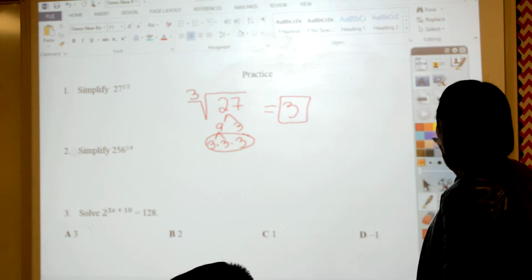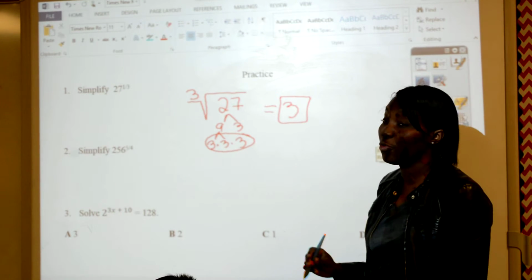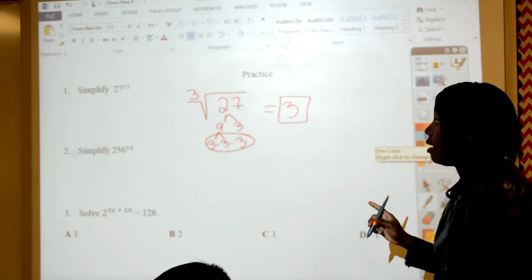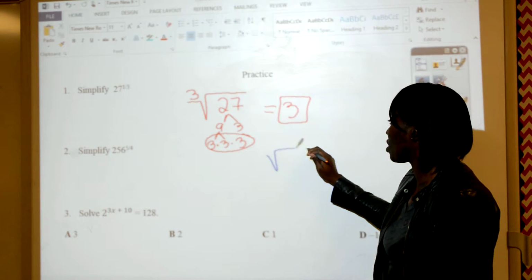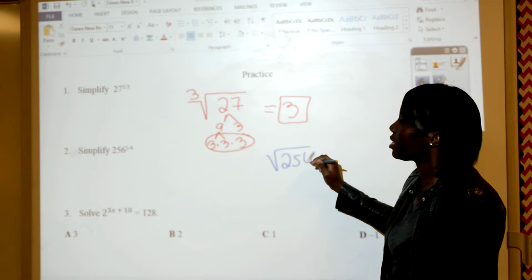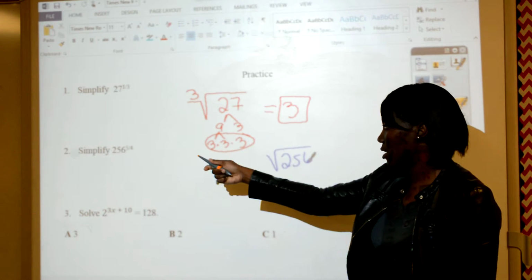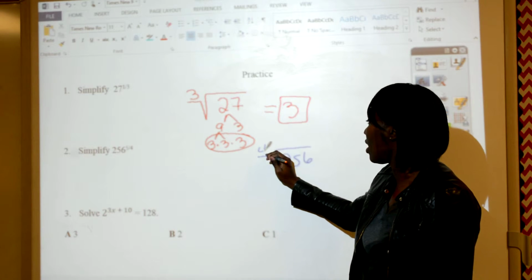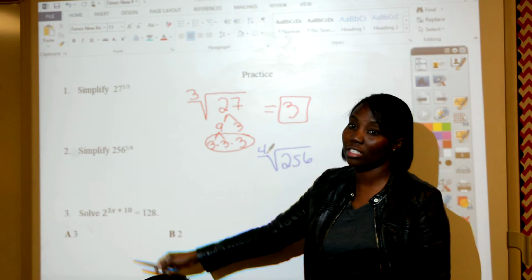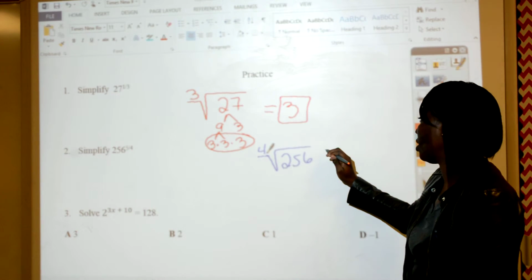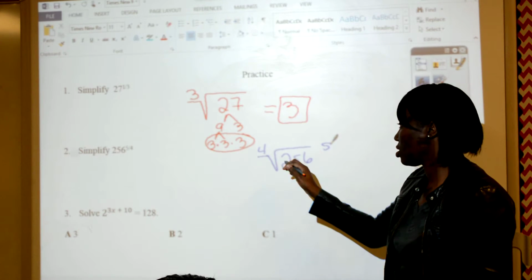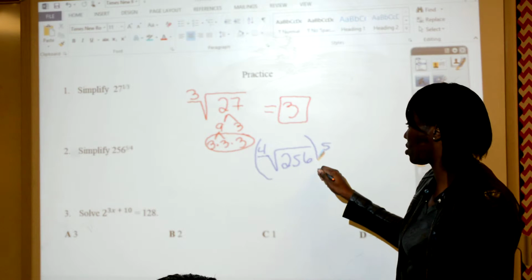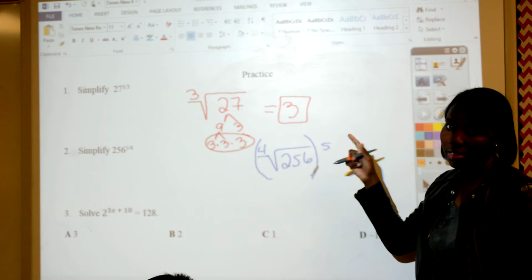Everybody got it? Number 2, 256 to the 5 over 4. Remember, 256 goes under the radical. And what's going to be outside? 4. The denominator, which is 4. And then this is saying 256 to the 5th power. Now, we know that number is going to be tremendously large. So I would do this part first and then raise it to the 5th power.